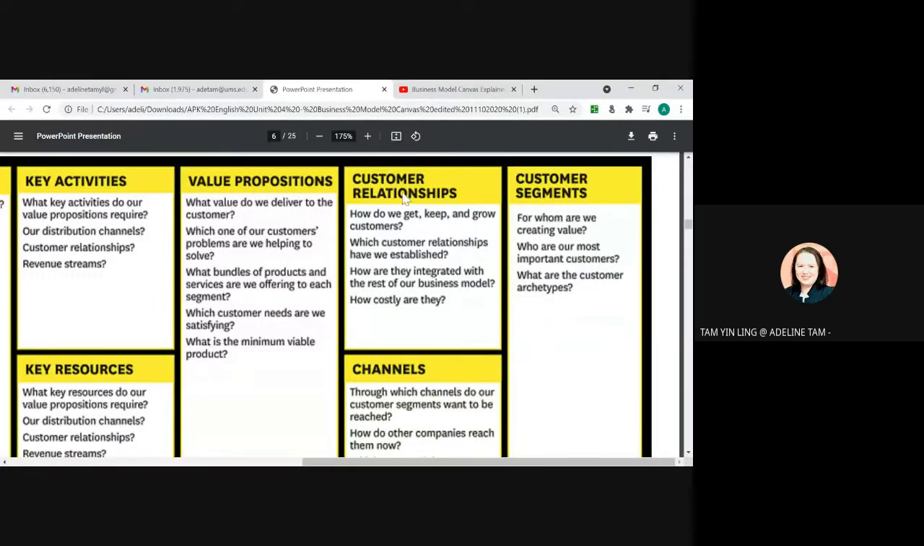Okay. Next is customer segments. Here we might ask the question, for whom are we creating the value? Who are our most important customers? Who are they? And what are the types of customers, or what are the characteristics of customers?